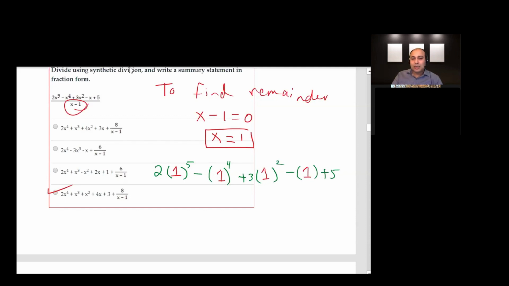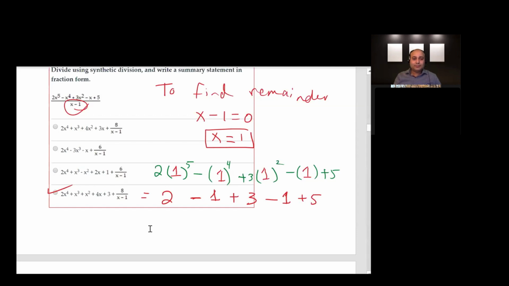It's going to take me too much time to use the calculator. No, that's the second step. Your first step is to find the 0. Your second step, you take this value, the 1, and substitute it for x, for x, for x. Now this equals what? I'll just do it by hand. 1 to the 5th is 1, 2 times 1 is 2, minus 1 to the 4th is 1, plus 3 times 1 squared, which is 3, minus 1 plus 5.